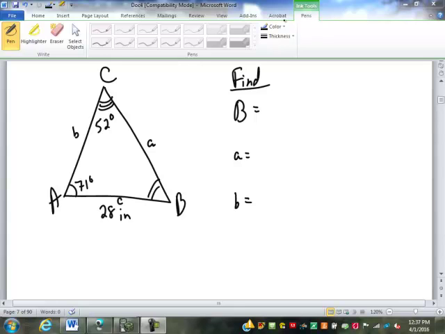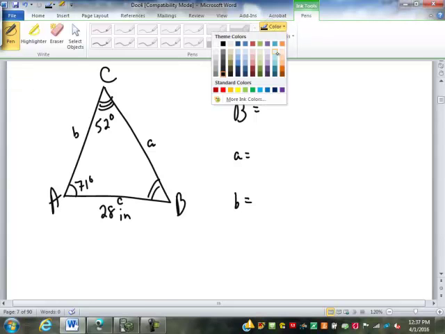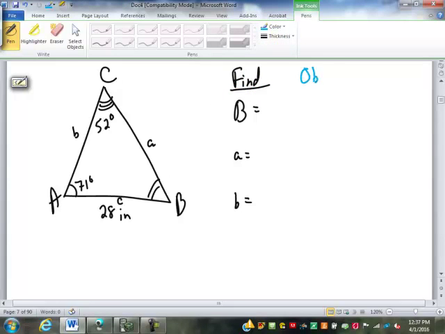Okay, so what we've been looking at for the last couple of weeks have been right triangles, triangles that have a right angle in it. This triangle does not have a right angle in it. It is what we call an oblique triangle.